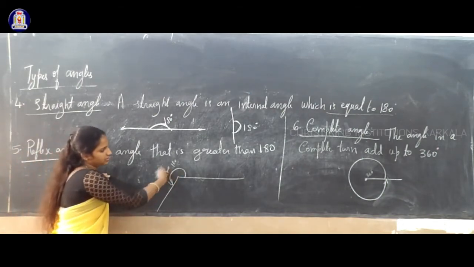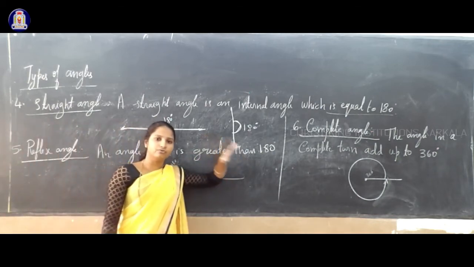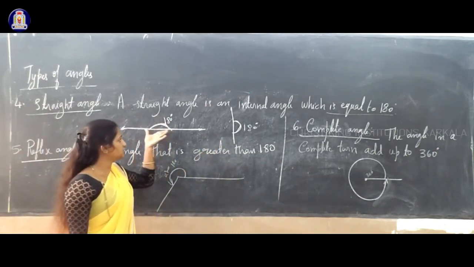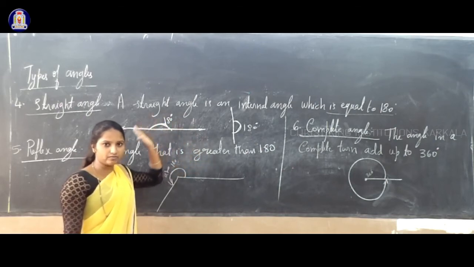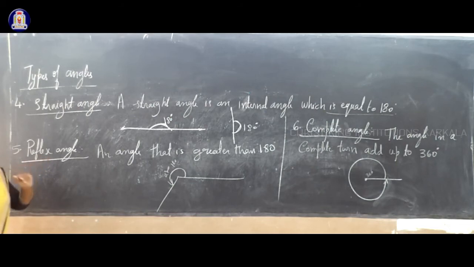This is the reflex angle. An angle that is greater than 180. 180 is a straight angle. Then greater than 180, that angle is called a reflex angle. Clear? How to draw a reflex angle?